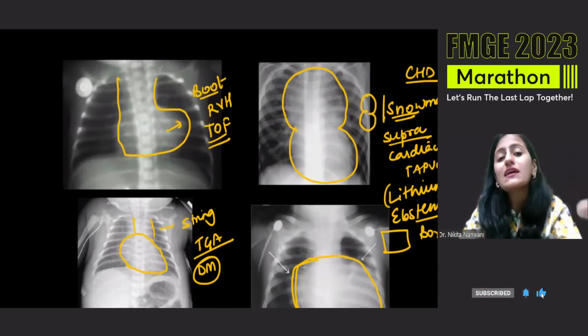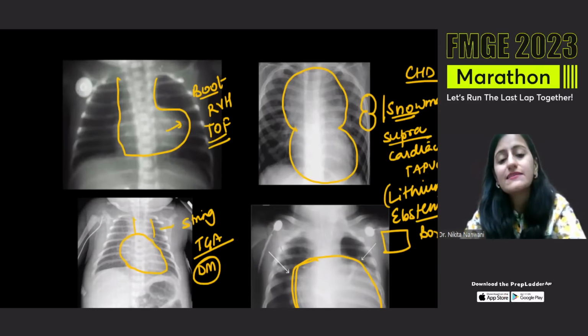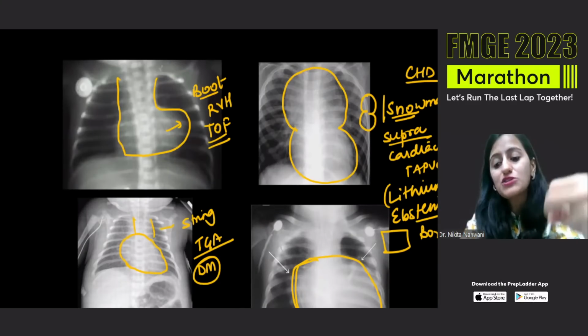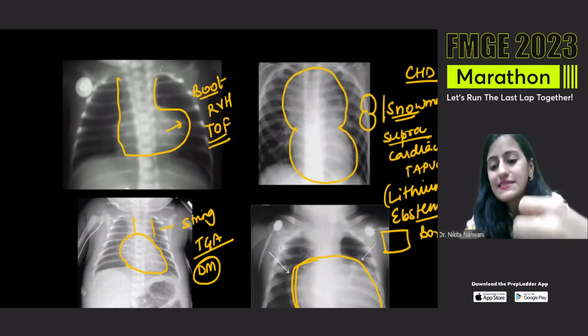We have seen the pericardial effusion, constrictive pericarditis, congenital heart defects, the chambers of the heart, and the left atrial enlargement. That is the double density sign.